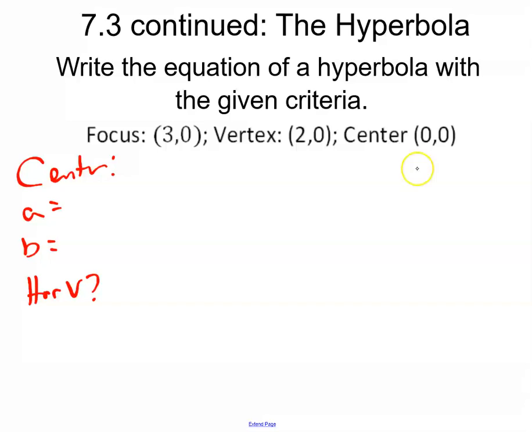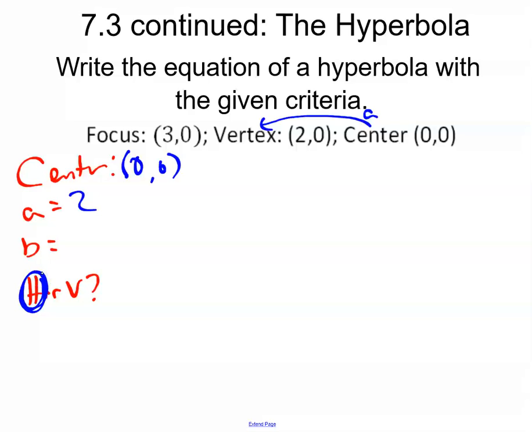Okay, so center, we're told that it's 0, 0. The vertex will tell us our A. The vertex is 2, 0. So to go from the center to the vertex, that's going to tell us our A. So to go from the center 0, 0 to 2, 0, you have to go 2 units to the right. So A is 2. Since I had to go to the right for my vertex, that tells me that I'm horizontal.